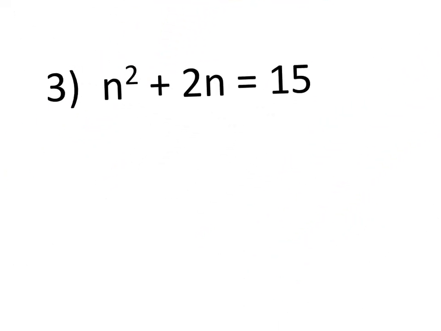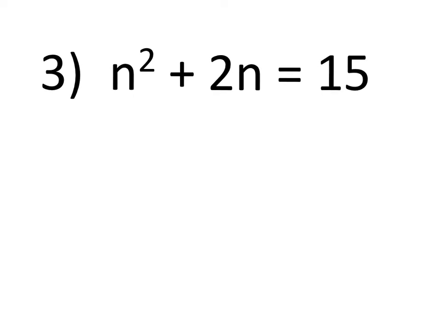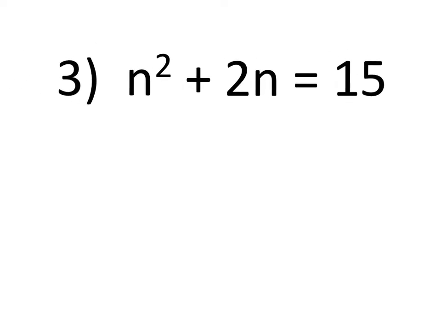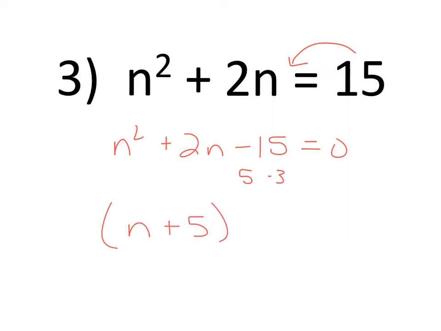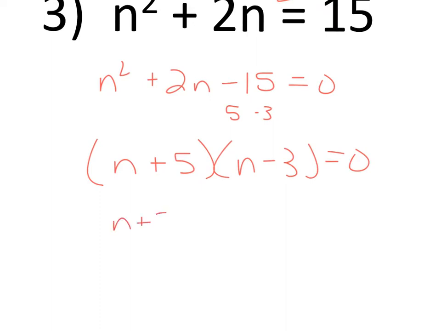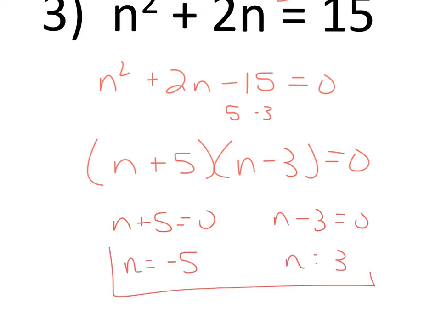Okay, on number 3, again, set equal to 0 first. So I'm going to move this 15 over to this side right here. So I'm going to have n squared plus 2n minus 15 equals 0. Now find factors of negative 15 that get you 2. So it would be 5 and 3, and this guy will be the negative to get the positive 2. So we get n plus 5, n minus 3 equal to 0. So n plus 5 will equal 0, and n minus 3 will equal 0. So n equals negative 5, and n equals 3.